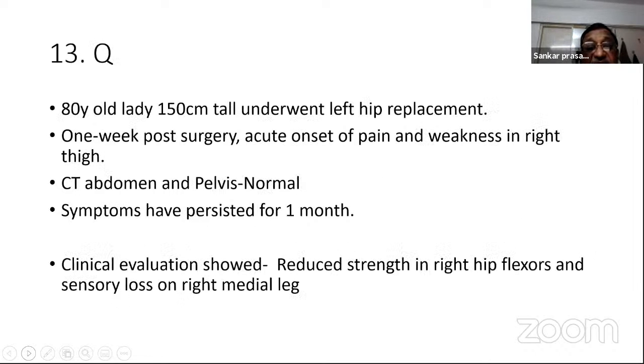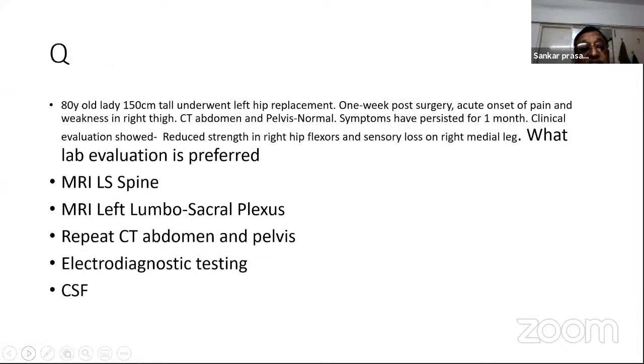An 80-year-old lady, 150 centimeters tall, underwent left hip replacement. One week post surgery, acute onset of pain and weakness in the right thigh. CT abdomen pelvis are normal. Symptoms persisted for 1 month. Clinical evaluation showed reduced strength in the right hip flexors and sensory loss on the right medial leg. Okay, now just observe this. She underwent left hip replacement, not the right one.